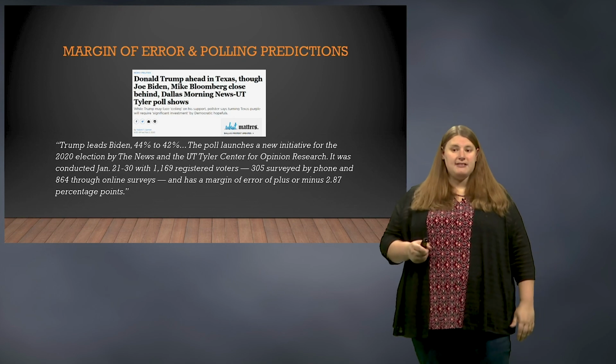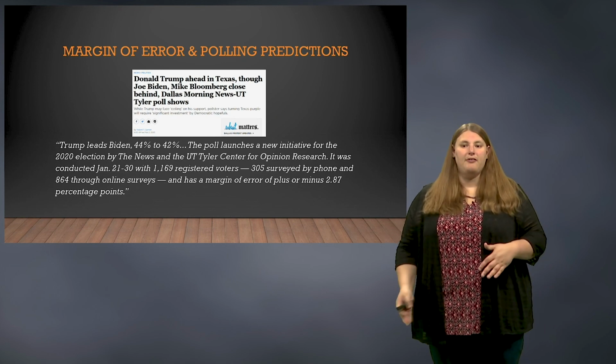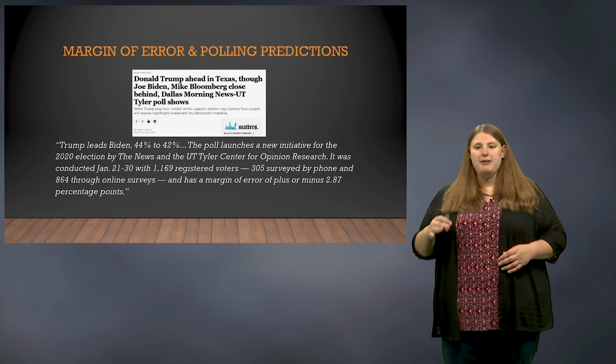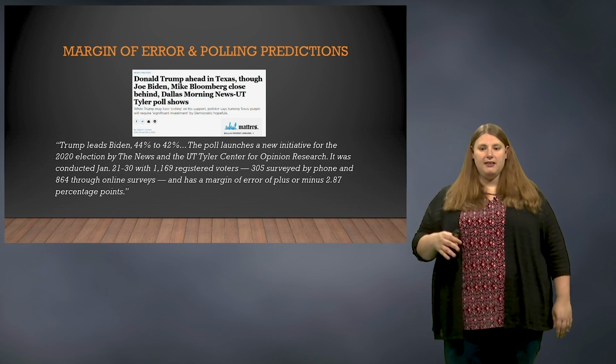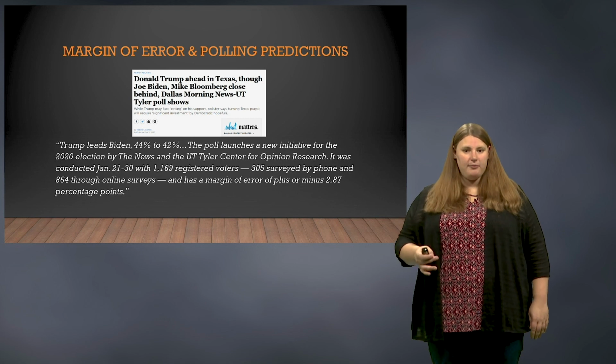So let's try another example. So these are from another UT Tyler poll, this one done several months before the poll that we just looked at. In this example, Trump is leading Biden 44 to 42%. The article gives you the margin of error as plus or minus 2.87%.